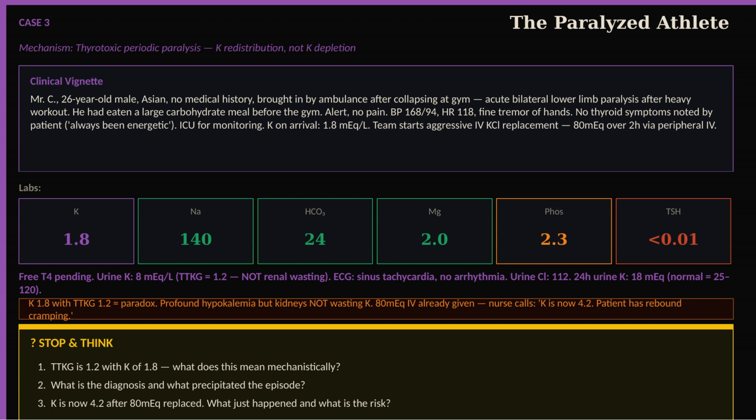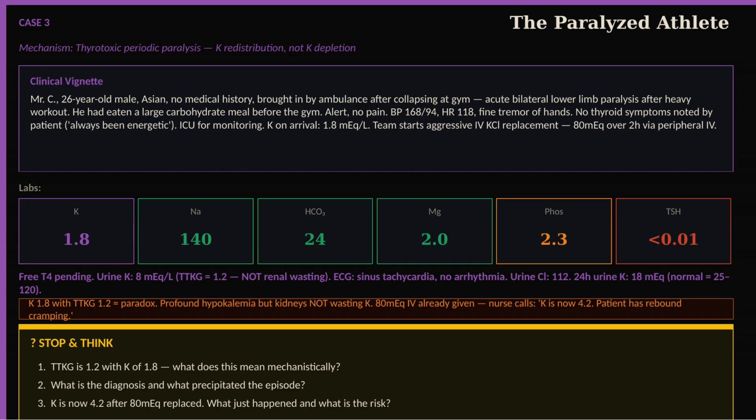He denies any thyroid symptoms, says he's always been energetic. Potassium on arrival, 1.8. The team starts aggressive IV potassium, 80 milliequivalents, over 2 hours through a peripheral line. But look closer. His TSH is undetectable, under 0.01.